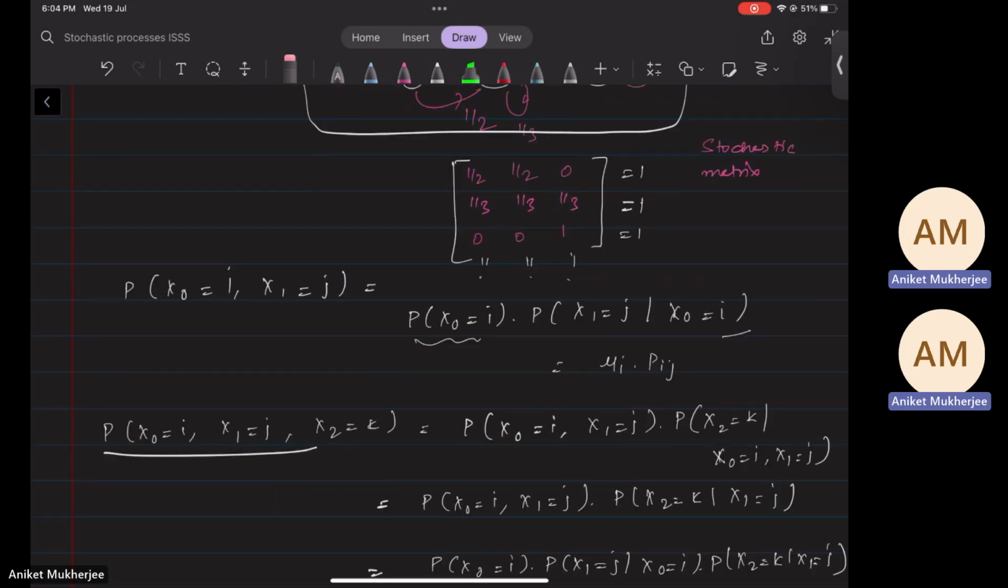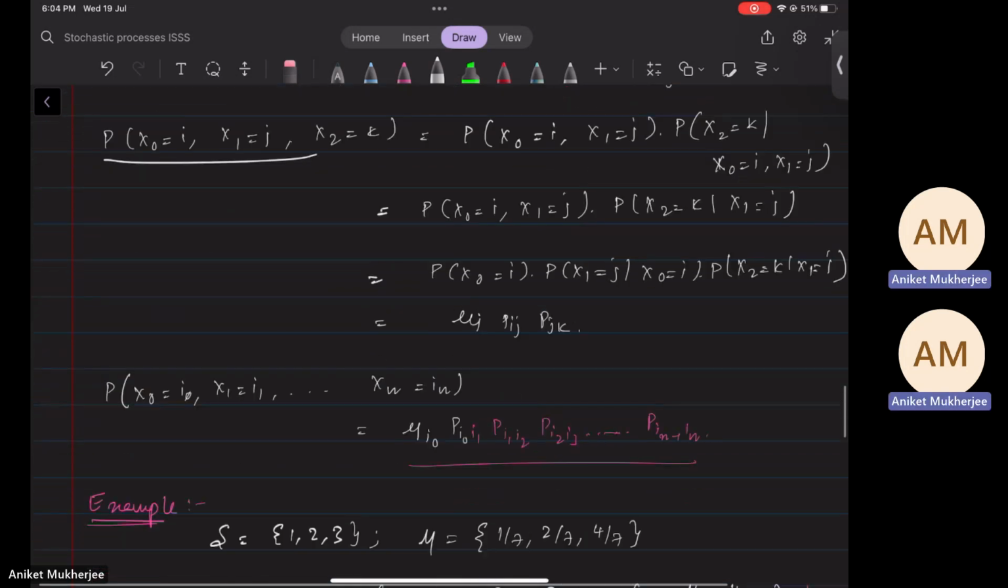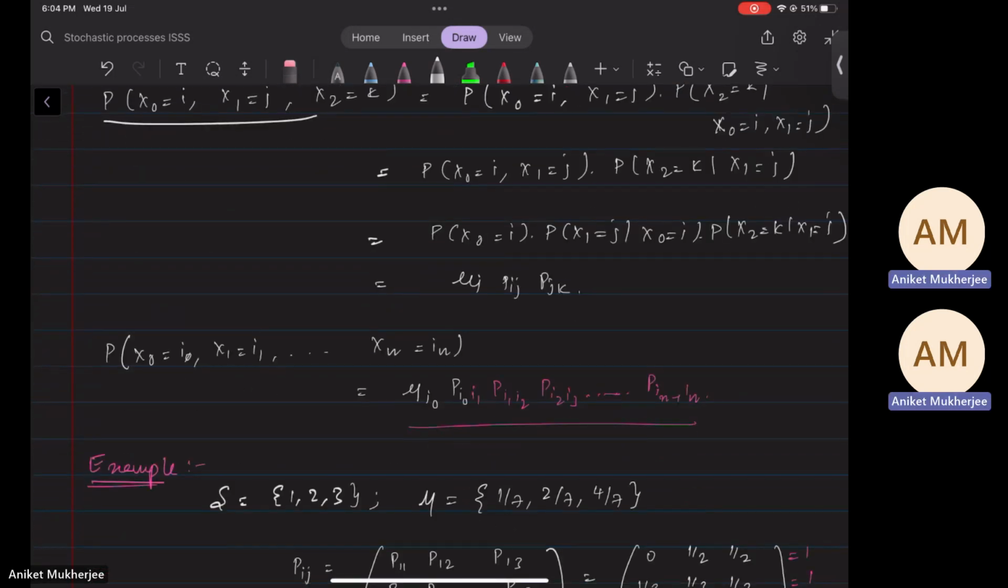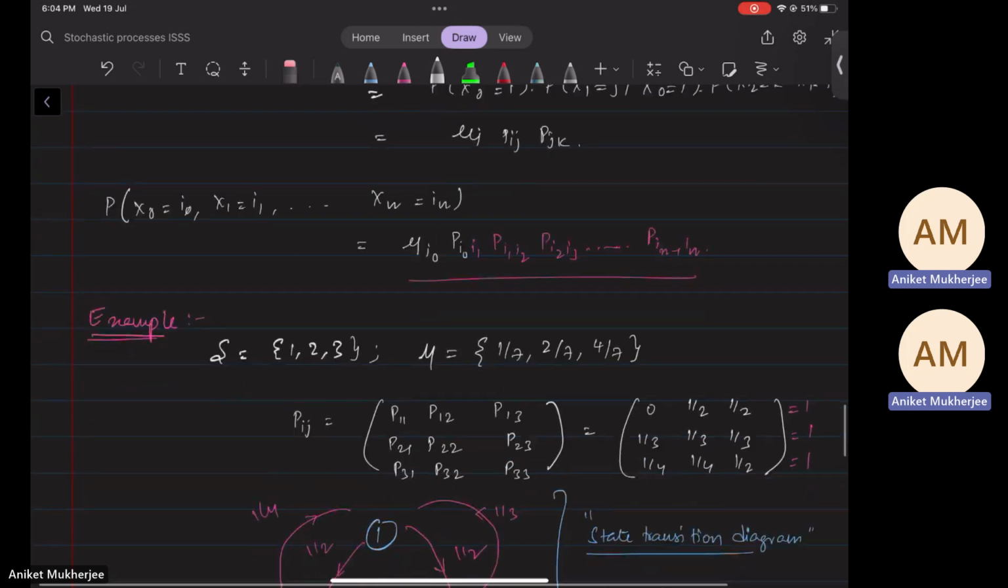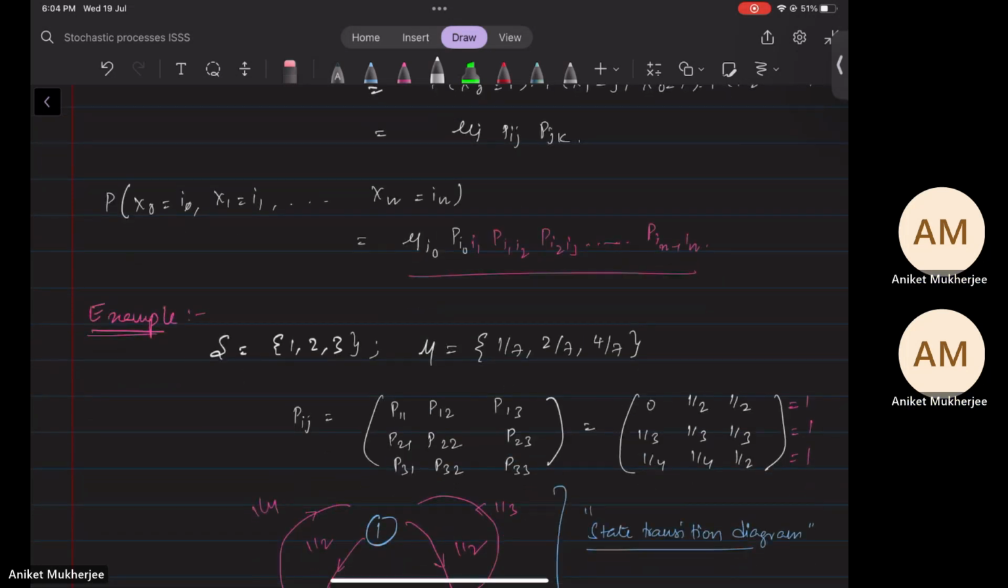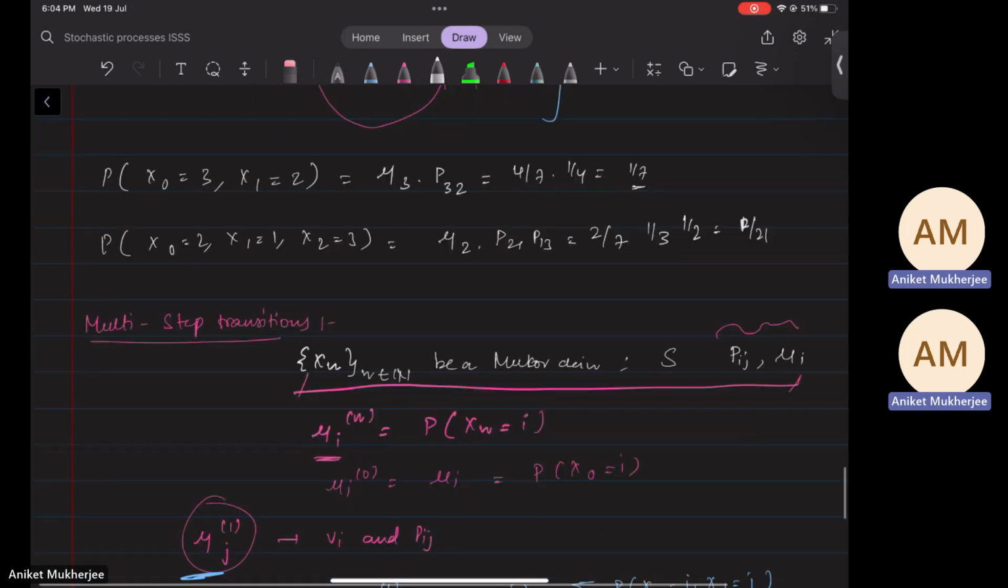You just multiply the transition matrix with the initial vector, and then you get the probabilities at each step. Yeah, and then we found the joint probabilities for n steps also, where you just keep on multiplying the transition probabilities from each step to each step with the initial probability of you finding it at x0. We took an example and we found out all the steps that it takes to calculate those things.